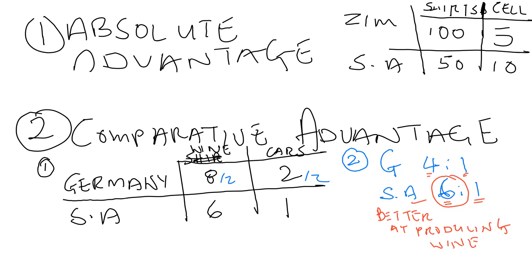Okay, so these guys will sit together and they'll say, look, man, let's get into a deal together where we will basically ensure that you guys, or we in this case being South Africa, will produce the wine and you guys can produce the cars and vice versa. And if we do this together, then that means at the end of the day that we have something to trade. So we've got two there, absolute advantage and comparative advantage.